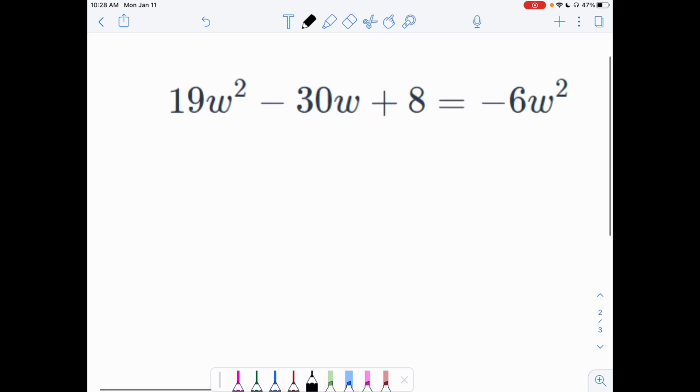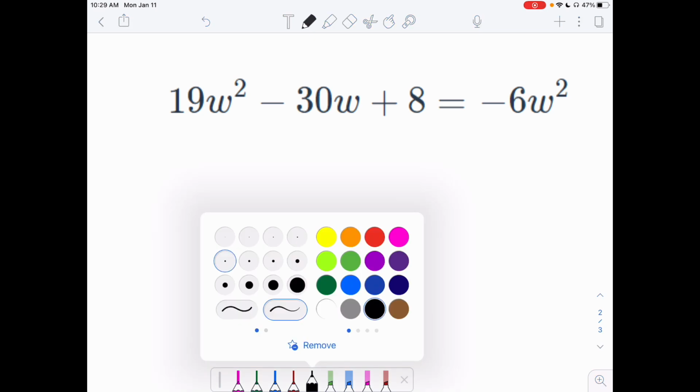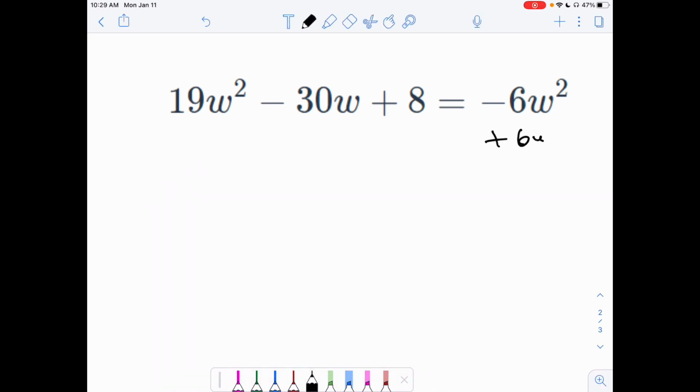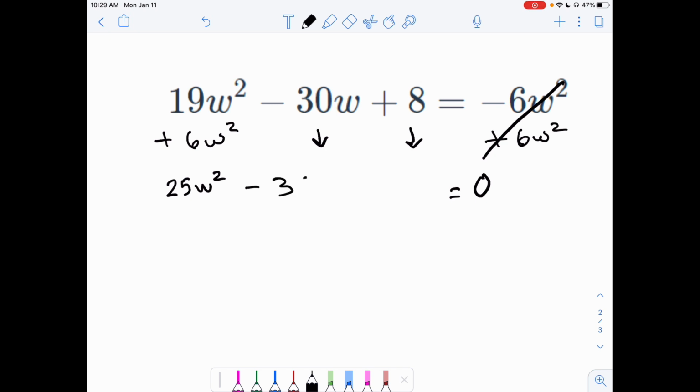So here's the quadratic that we're going to work with. To begin, I need to set it equal to 0. So let's go ahead and do that. Use my opposite operations. Combine my like terms and set it equal to 0. 19 plus 6 is 25. Bring down the terms I didn't touch. And now I'm good to start using the formula.